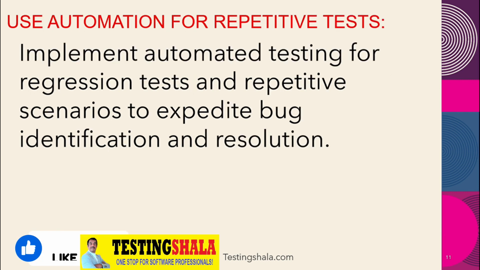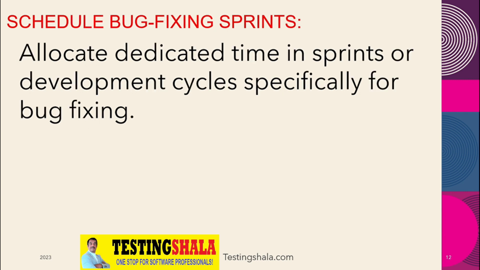Automation also adds a lot of value, because it expedites our test execution and helps us execute repetitive tests in a quicker manner. Scheduling a bug fix sprint is also a value addition, especially if you are following agile methodology, where we have a separate sprint after the development cycle just for clearing the defect backlog.